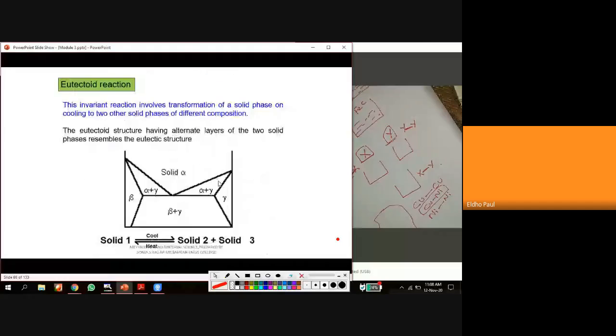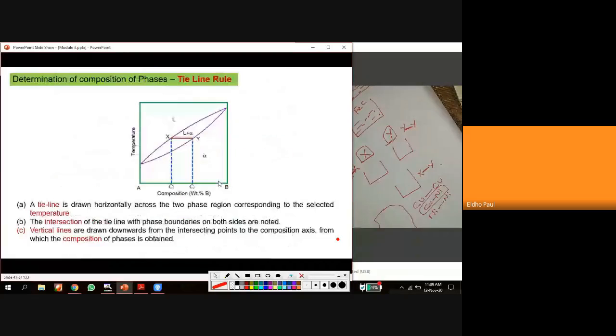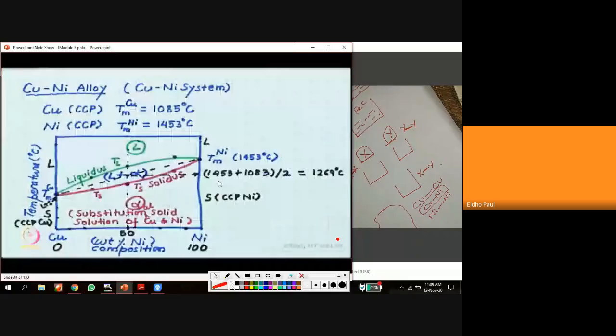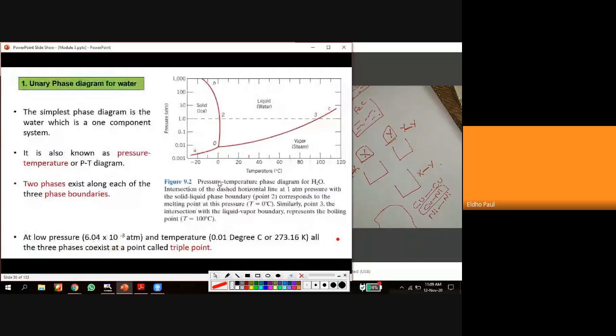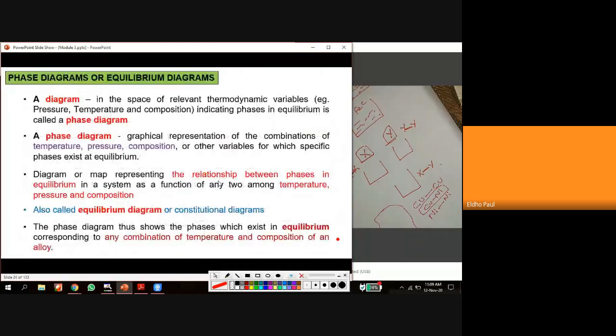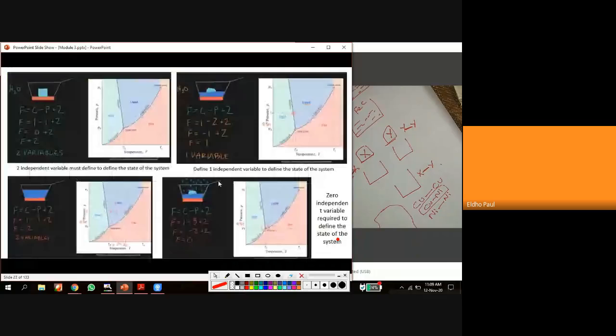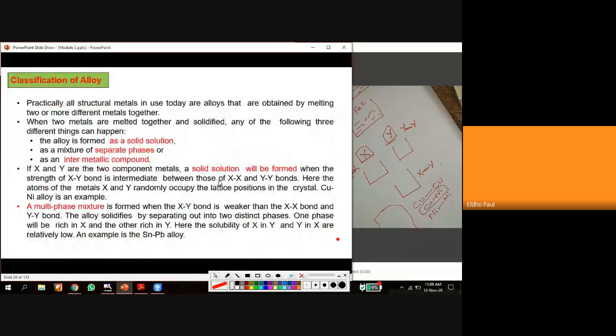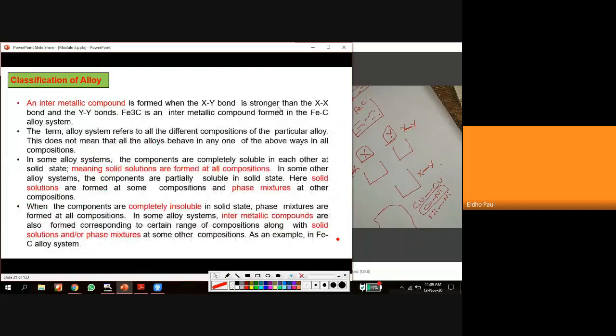So such an intermetallic compound is formed when the bond energy of XY is greater than that of XX and YY. Okay, the bond energy of XY is stronger than that of XX and YY bond. So an example is Fe3C in case of the Fe and C alloy system. Okay, so these are the three types of alloy that can be formed when we mix an X component and a Y component, or X element with the Y element.